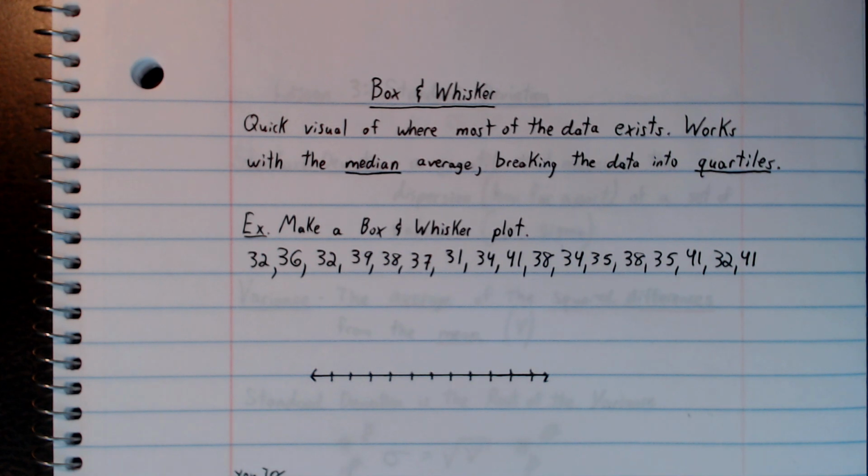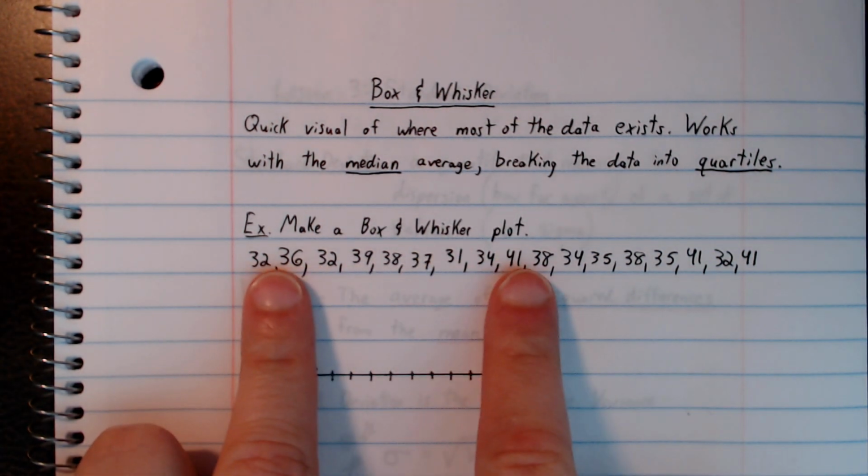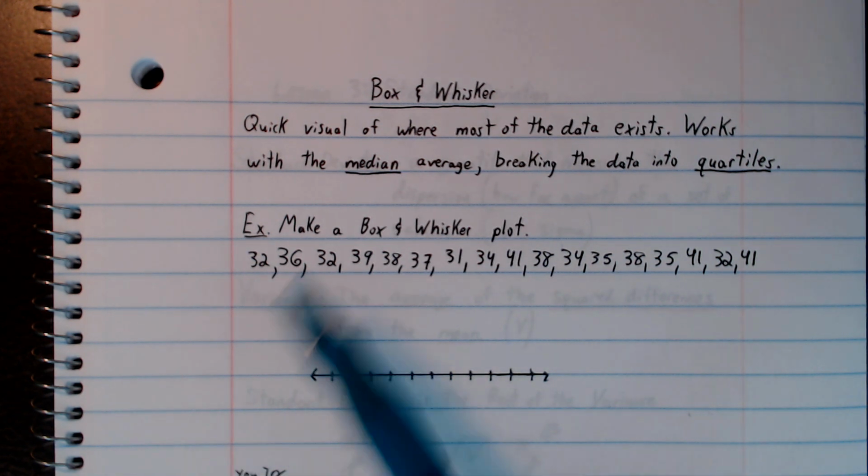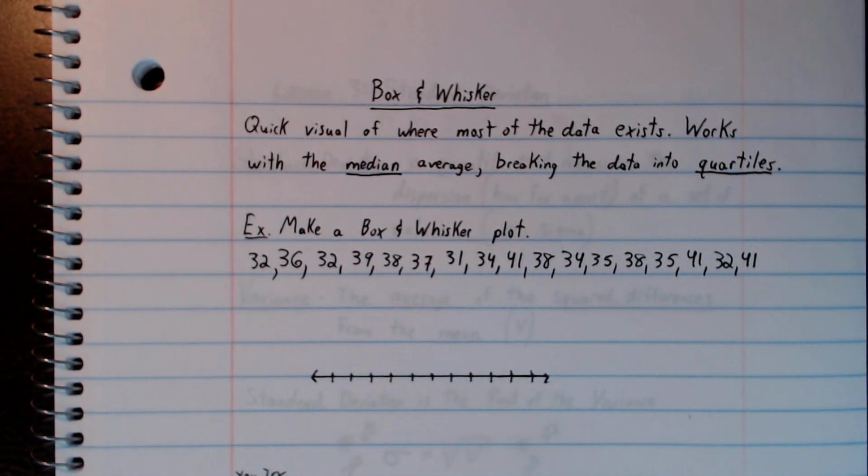These are also kind of easy to do, quick visuals of where most of the data exists. Works with the median, averages, and breaks the data into quartiles. So if we're doing a box and whisker plot, we have to put these in order first, and then we have to think about these whole quartiles. And these are nice because what you just saw before worked more with the mean average, where this will help us more with the median average because it's breaking it into the middle and quartiles.